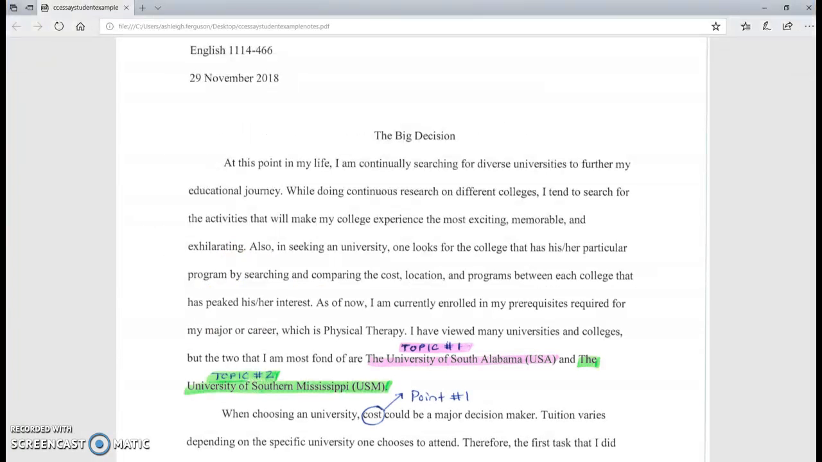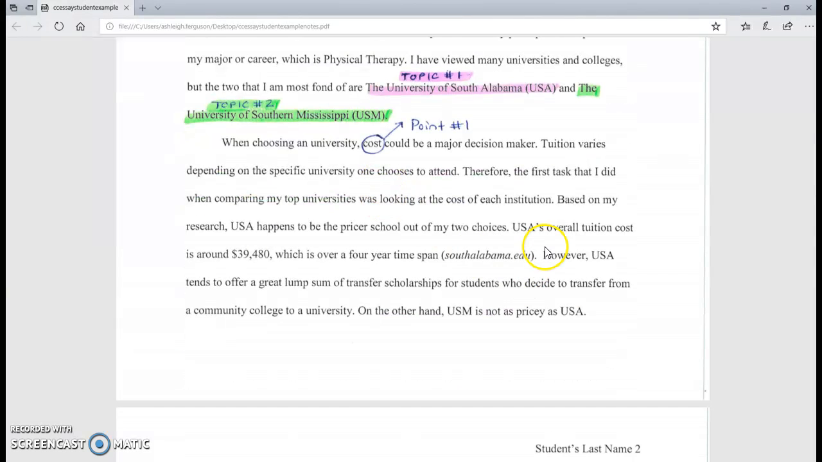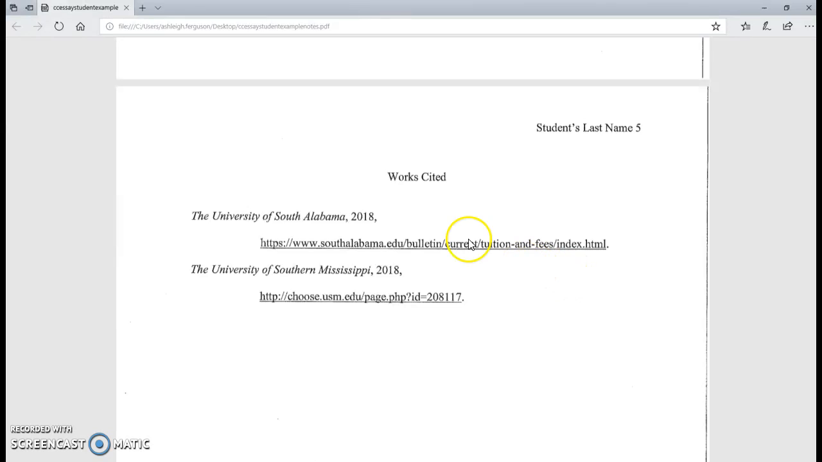You'll notice that in the student's example essay, he does take information from South Alabama's website. Now he paraphrases it so he doesn't have to put it in quotation marks. This is his language right here. And you'll notice he not only provides documentation in the text of his essay, where he put southalabama.edu after the paraphrased information, he also has a works cited page where he gives the full publication information of that website. He does the same thing for USM because he does take information from USM's website.